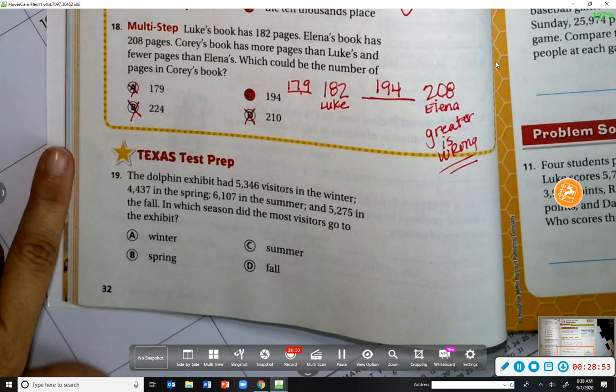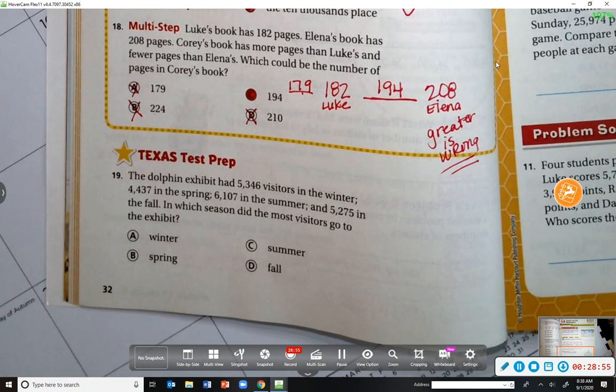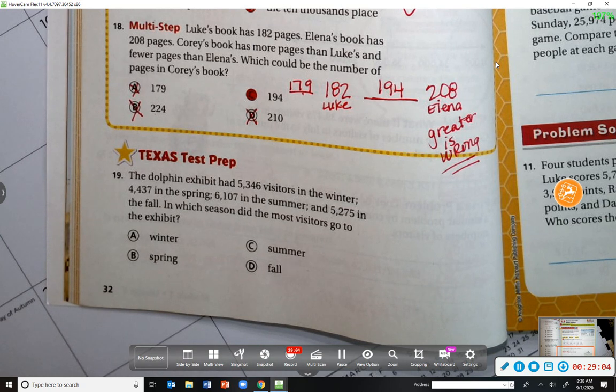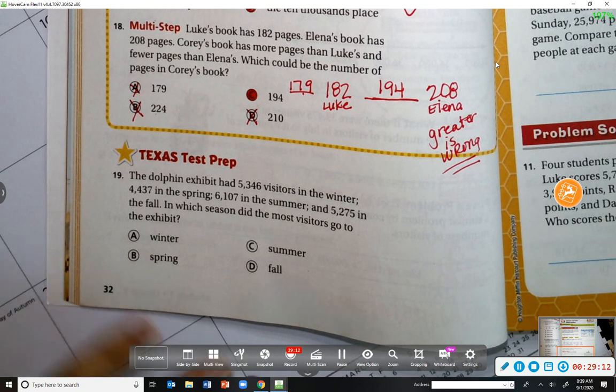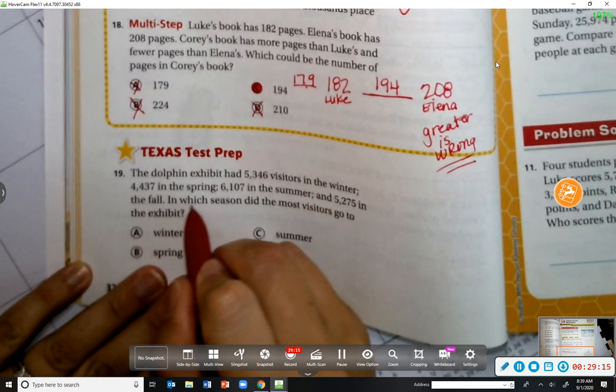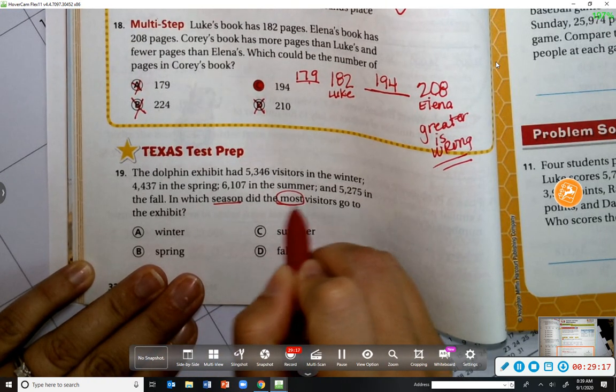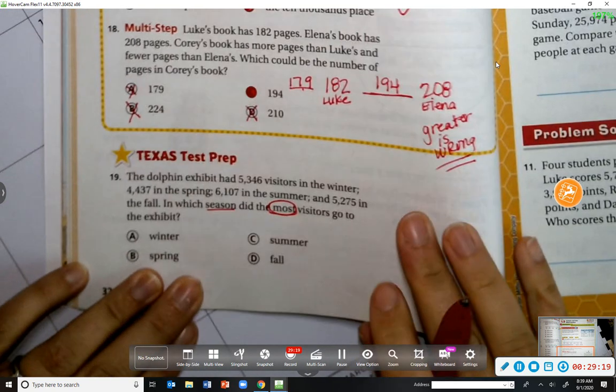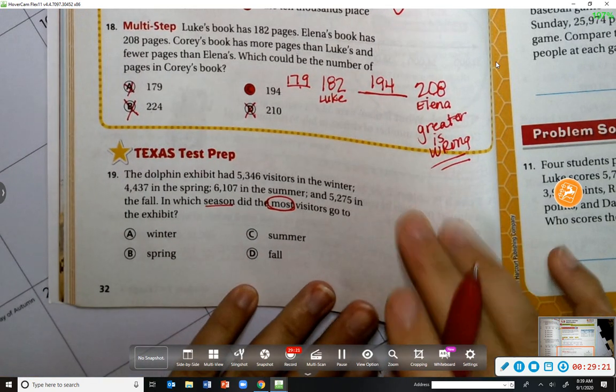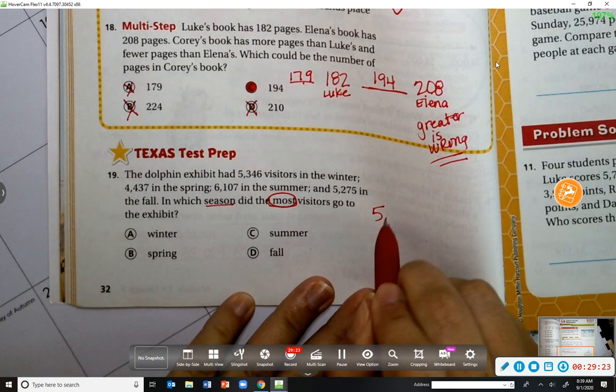Okay, and the last one. The dolphin exhibit had 5,346 visitors in the winter, 4,437 in the spring, 6,107 in the summer, and 5,275 in the fall. In which season did the most visitors go to the exhibit? Okay, so the question is asking us for which season did the most visitors go to the exhibit. So we're looking at our numbers and we want to know which number is the greatest.